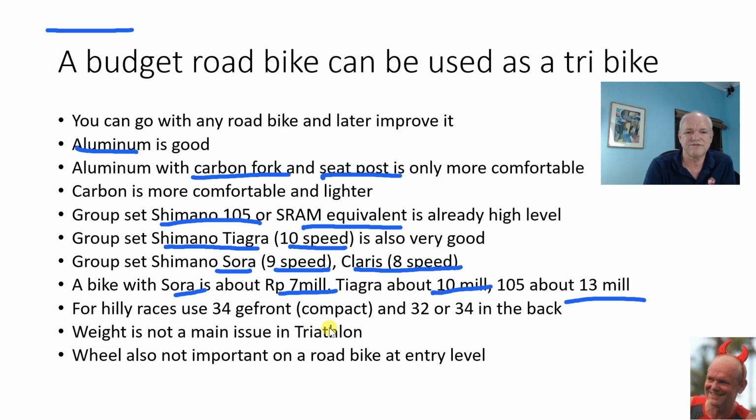And for hilly races, I recommend that in front you have 34, and in the back you have 32 or 34. So then it's easier to go up, and with a higher speed you will have no problems. I have no problem with that. And in triathlon you usually don't go at such a high speed. You would like to have a constant power and then more or less also constant speed.